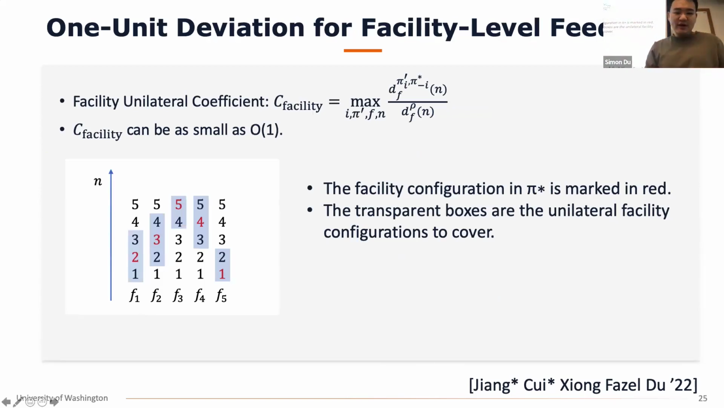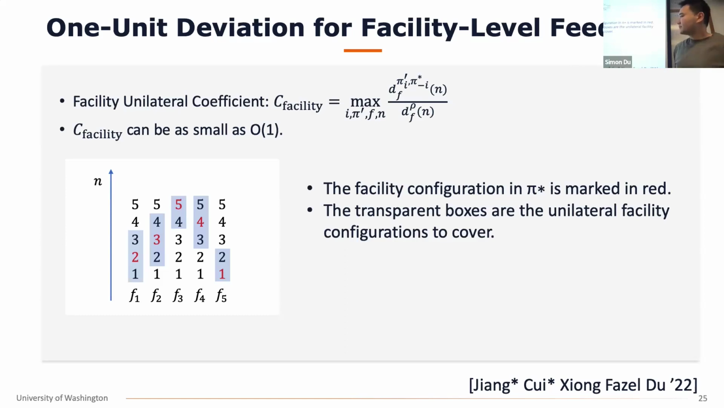So basically here we define a new constant called C facility. Let me just use this example to show you the idea. Let's say you have 5 facilities. The Nash equilibrium for this game is that you have, say, 2 cars on facility 1, 3 cars on facility 2, 5 cars on facility 3, 4 cars on facility 4, and 1 car on facility 5. So this 2, 3, 5, 4, 1 configuration is, say, a Nash equilibrium. Let's suppose this is the case.